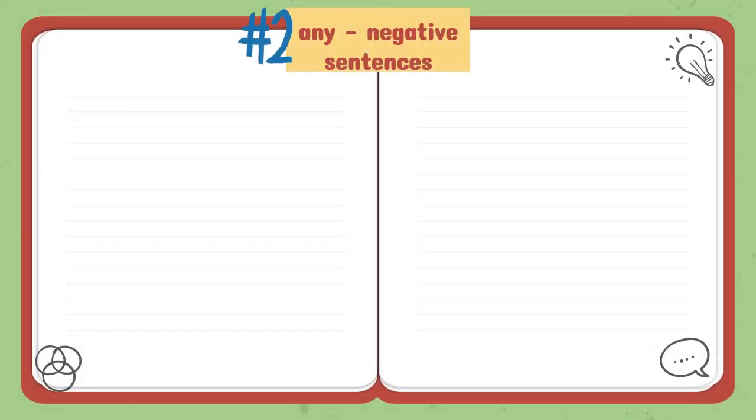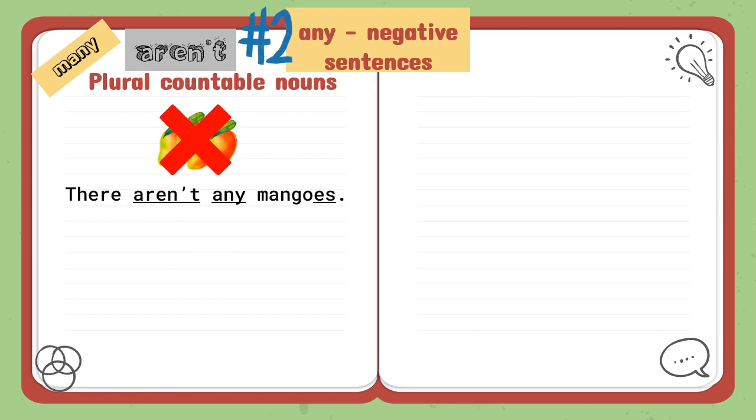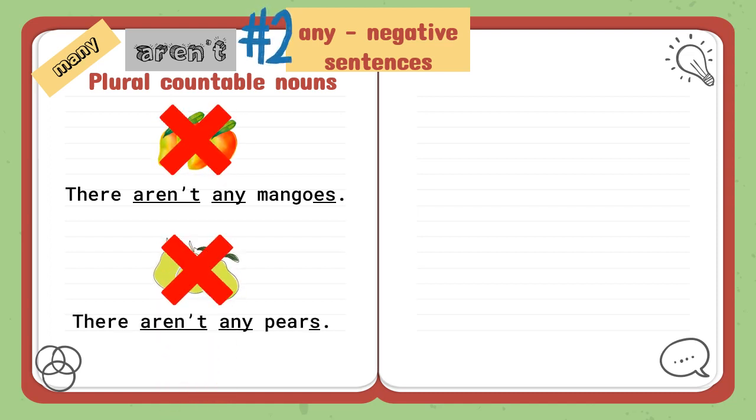Second, we use any for negative sentences. Same thing for plural countable nouns. For many, we will use the sentence there aren't. Okay, the verb will be aren't. Let's look at this picture. No mangoes, right? So the sentence is there aren't any mangoes. Pears. No pears. There aren't any pears.